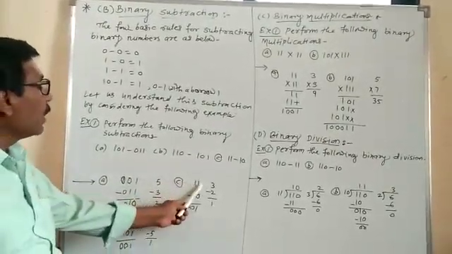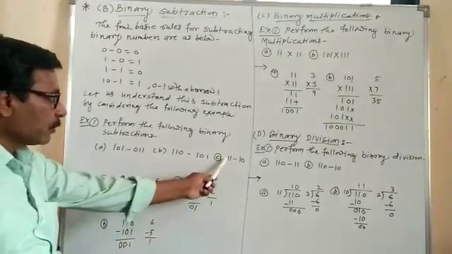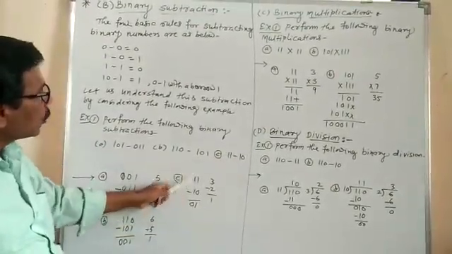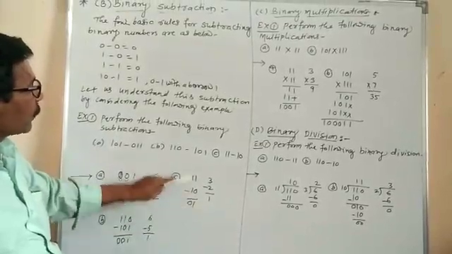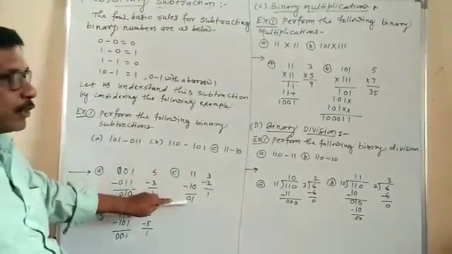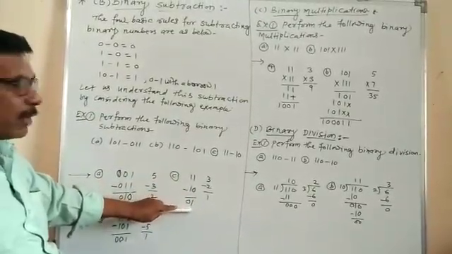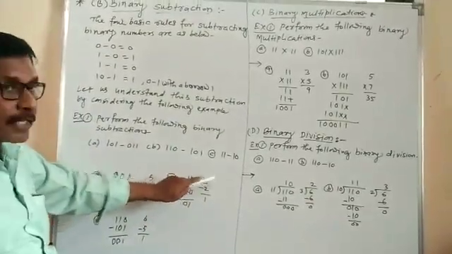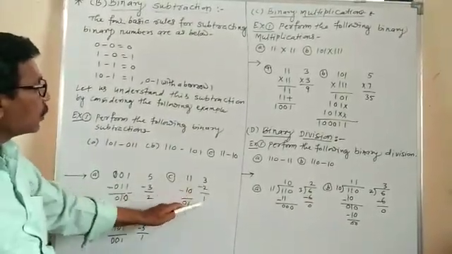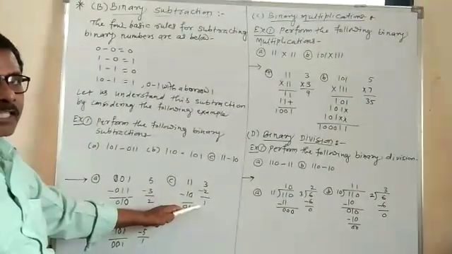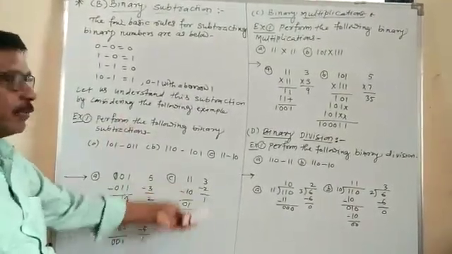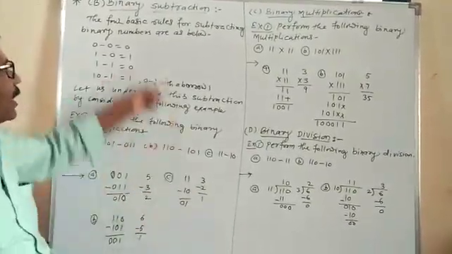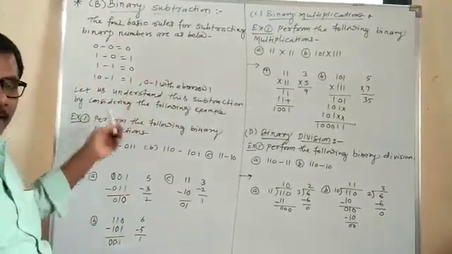Third one, 11 minus 10. Here also 1 minus 0 is 1, and 1 minus 1 is 0. So we get the subtraction 1. 11 is decimal 3, 10 is decimal 2, and the subtraction is decimal 1: 3 minus 2 equal to 1. The decimal subtraction I have written here. So this is all about binary subtraction.